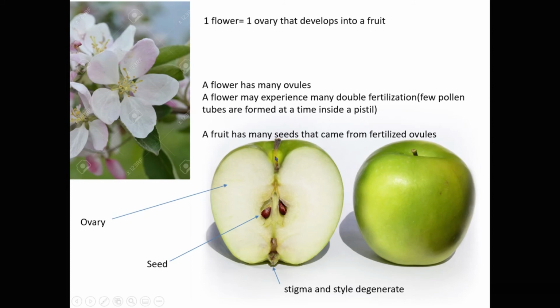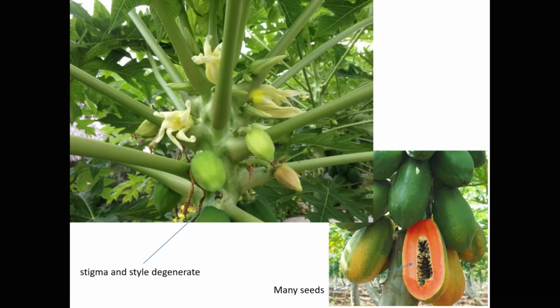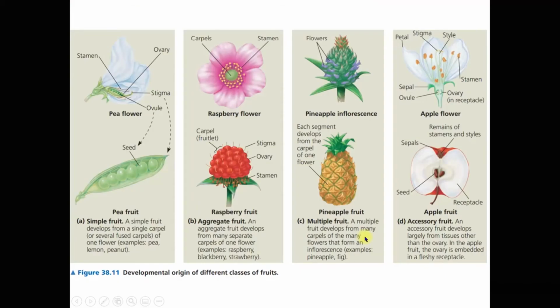Stalk, S-T-A-L-K. Again, you can see from here this papaya, the stigma and style that degenerates. And then these are examples of many seeds. So these are many types of fruits. We have accessory fruit, multiple fruit, aggregate fruit, and simple fruit. This is not in your syllabus, so you just read it.